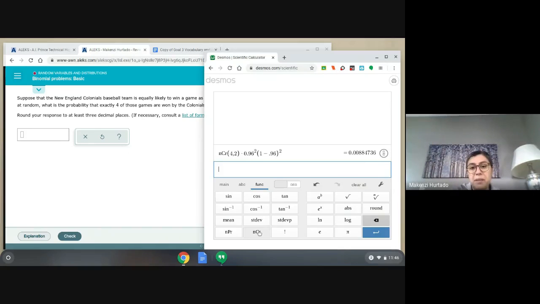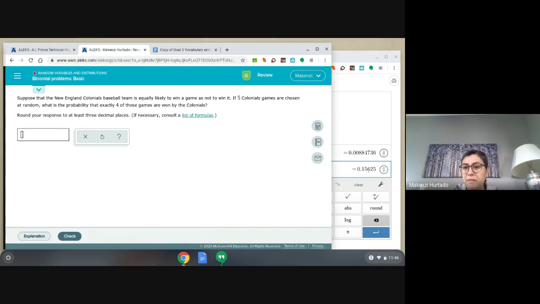So again, we're going to do our combination. 5 games, we want 4 of them to be a win, times 50%. And again, we want 4 of these games to be wins. And then it will be 1 minus 50%. And if 4 of the games are wins, and there were 5 games altogether, that means we have 1 game that was not a win. And we are rounding to 3 decimal places. So this will be 156. We look at the 2, so the 6 stays a 6. So it'll be 0.156.